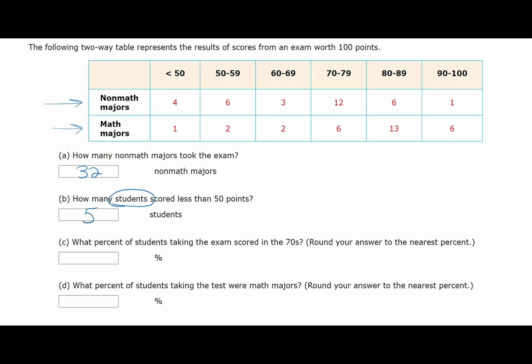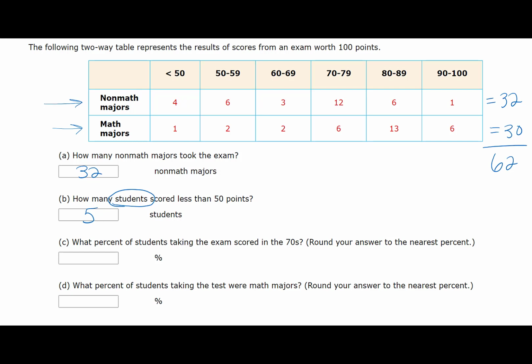Question C, what percent of students taking the exam scored in the 70s? Anytime you're taking a percent, you need to find the total number first, and then you can compare it to the part. And so the first thing we need to do is add to find the total number of students. We already know from question A that the non-math majors are 32. Now let's add the math majors. 1 plus 2 plus 2, that's 5. Plus 6 is 11. Plus 13 is 24. Plus 6 is 30. When we add those 30 math majors to the 32 non-math majors, it's a total of 62. Now we can go back and answer the question.